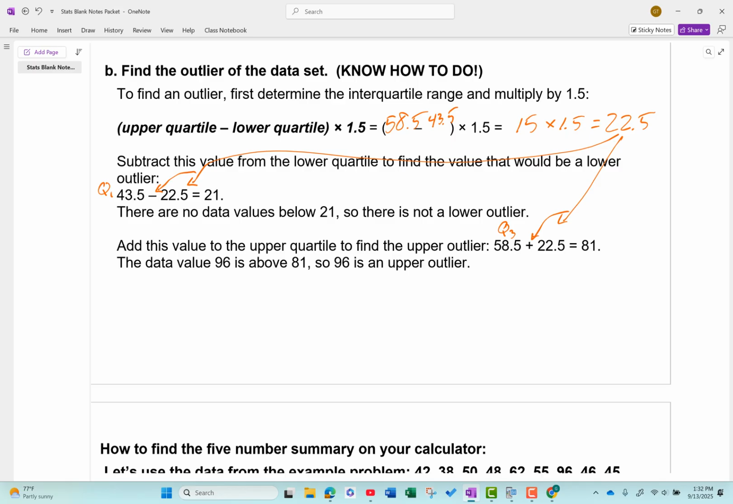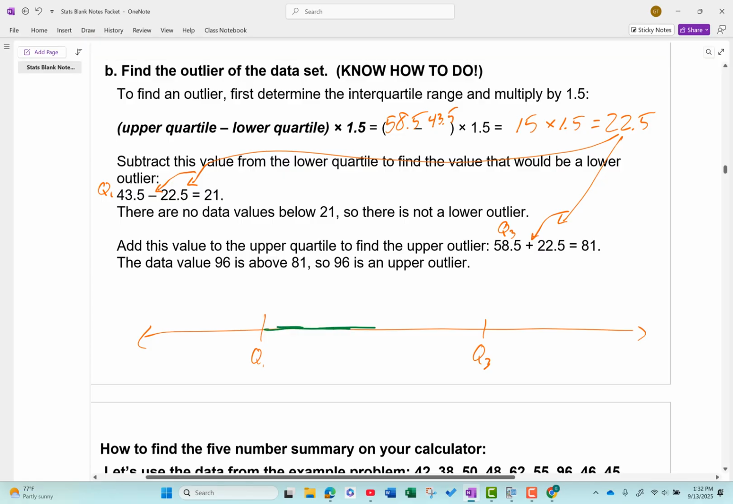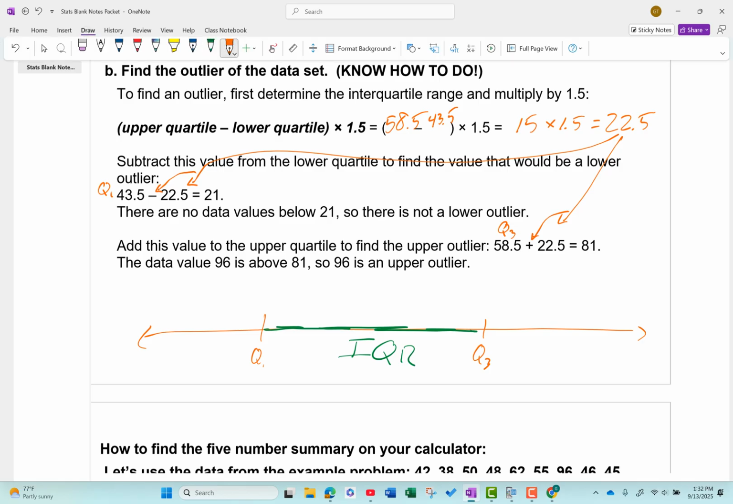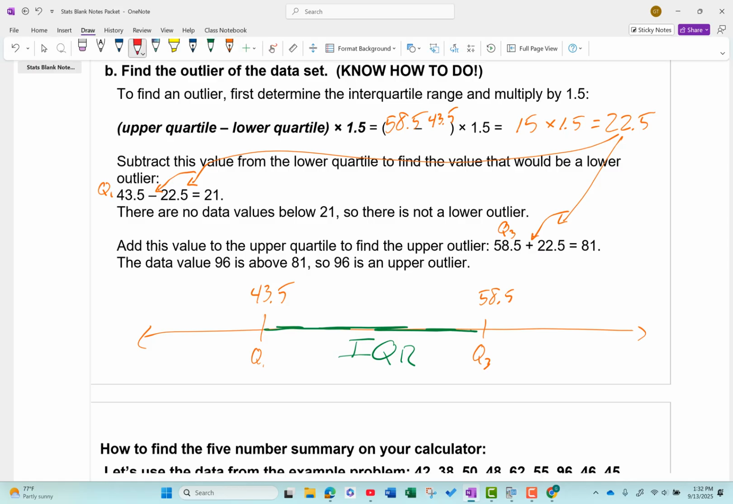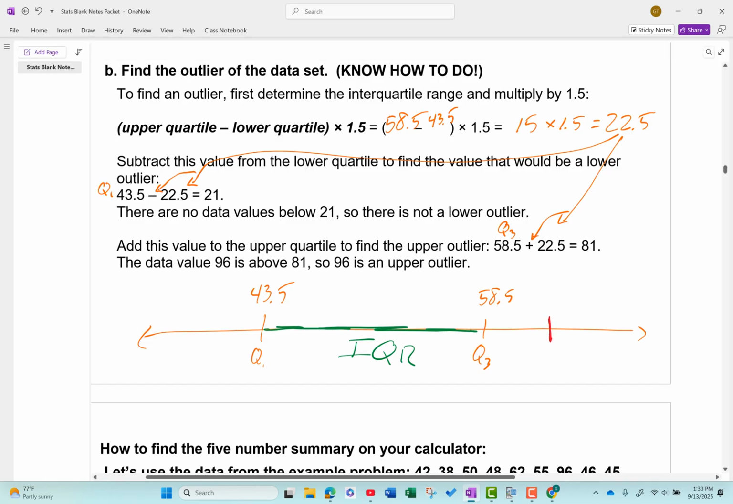So just to have a visual of this, I'll do this quickly. This is Q1, Q3. And right here, this was my initial IQR. This value was 43.5. This was 58.5. But now I'm going to push that value a little bit further. So now my new upper value here is 81. And my new lower boundary is going to be 21.